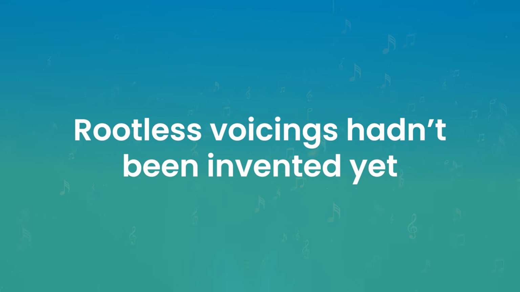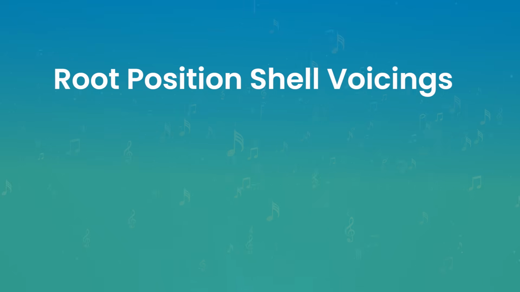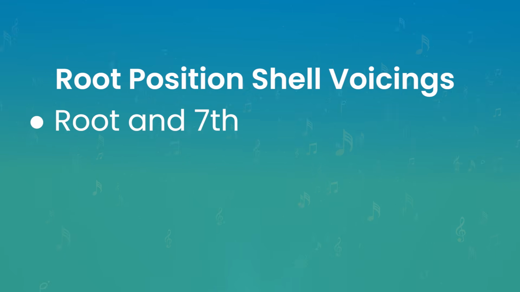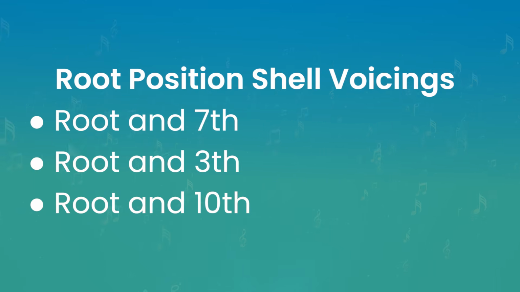For us pianists, this also means going back to some of the left-hand techniques of the time. During the bebop era, rootless left-hand voicings had not been invented yet, so you'll often hear players like Bud Powell and Monk using root position shell voicings, which are root and 7th, root and 3rd, and even root and 10th voicings.